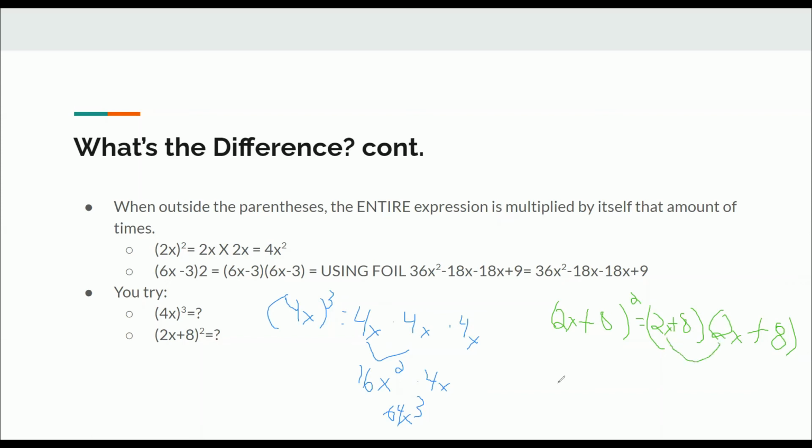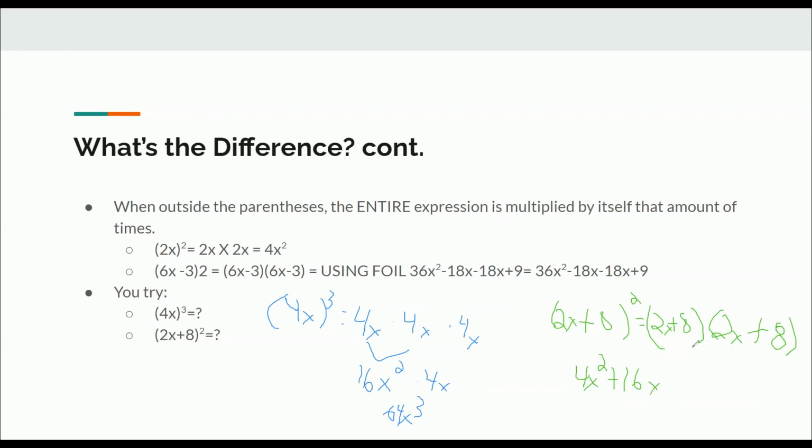2x times 2x is my first term, so that's going to be 4x squared. My O, my outer term, right, is going to be the first 2x times the positive 8. So that's going to be 2 times 8, which is 16. That's going to be plus 16x. And then we do the same thing again, right? Because now we have our I's.